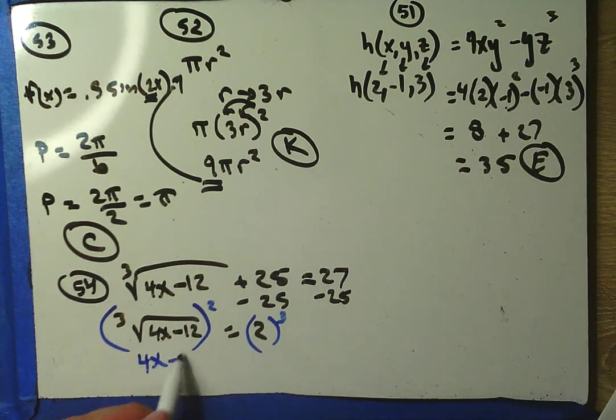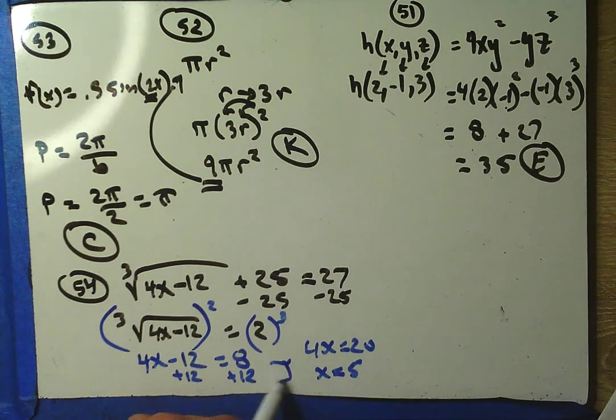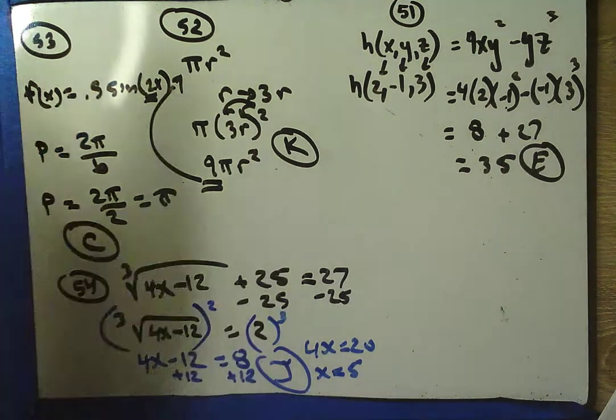So I'm going to have 4x minus 12 equals 8. I'll add 12 to both sides. I'll get 4x equals 20, or x equals 5. And that corresponds to choice J. J for number 54.